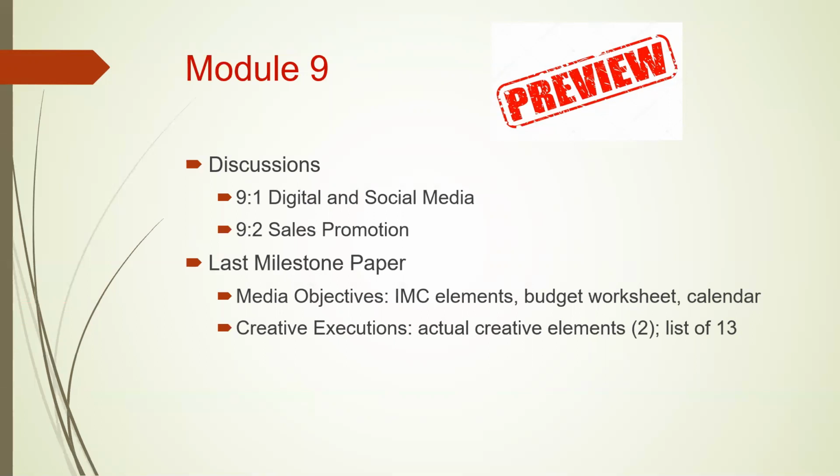You are also going to have to include two creative elements. That is, actually have two creative elements. There's a list of 13 things that you can pick from. It is everything from radio scripts and TV storyboards to public relations to direct marketing to newspapers. So you get to pick what you're going to do, and you have to actually provide two of the samples of your creative work.